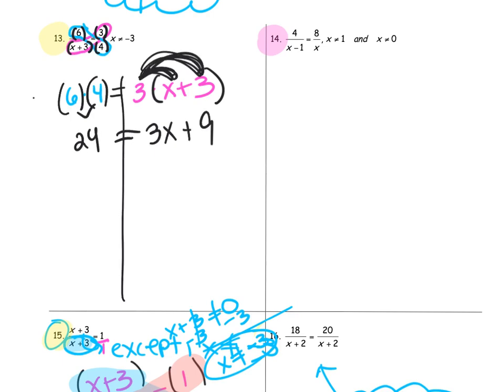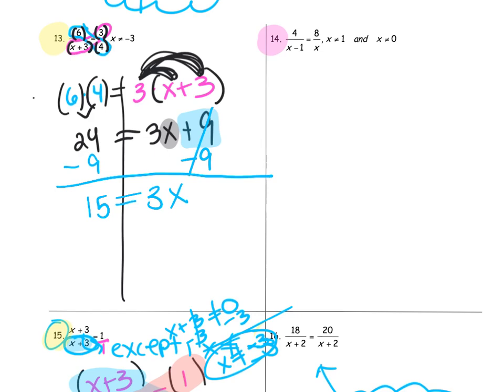We want to get x alone. So to get rid of this positive 9, well, the opposite of addition is subtraction, so I'm going to use the subtraction property of equality. And I have 24 minus 9 is 15, which equals 3x. Remember, there's multiplication in between here. You don't see it. To undo multiplication, we use division. So here comes the division property of equality. And I end up with x equals 5.